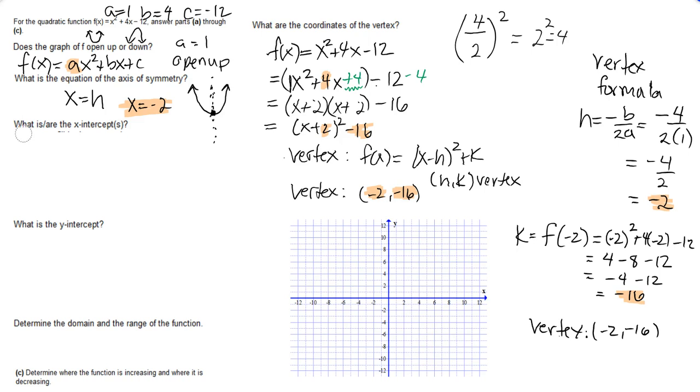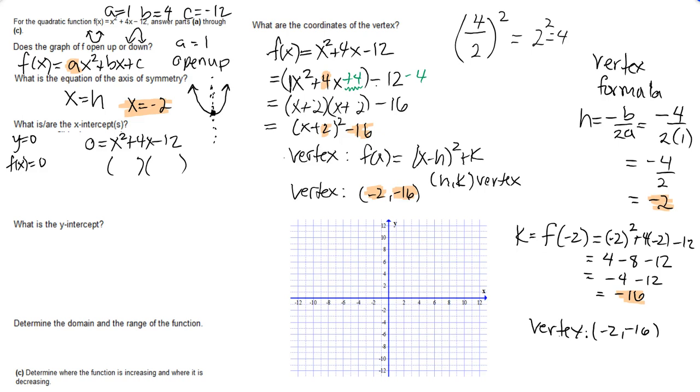In the next part, we want to find any x-intercepts. So to find x-intercepts, we let y equal 0, and f of x is the same thing as y. So I'm going to set my function equal to 0 and solve. This one can be solved, let's see if we can solve it by factoring.